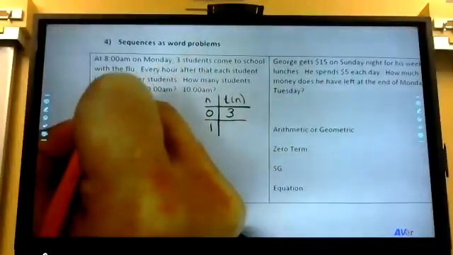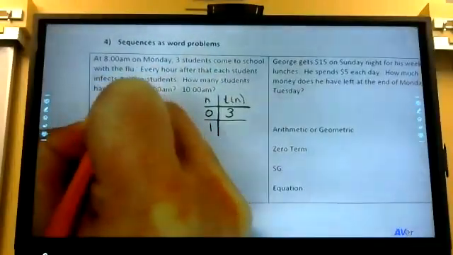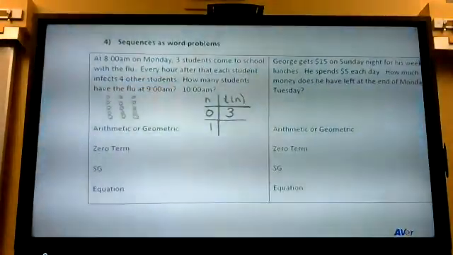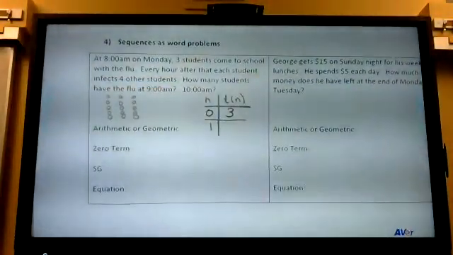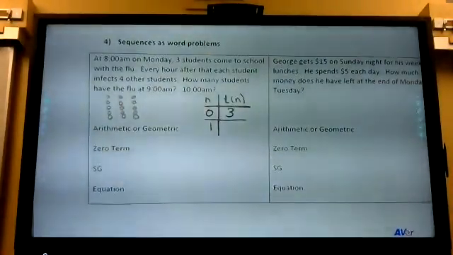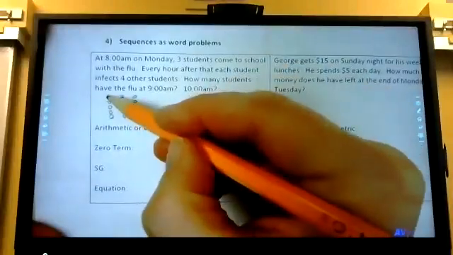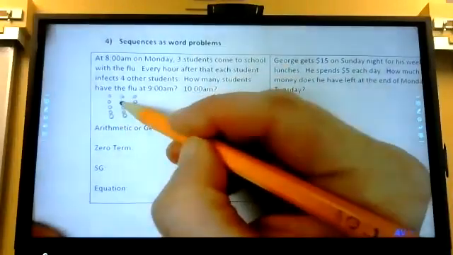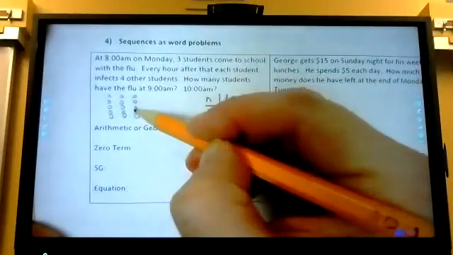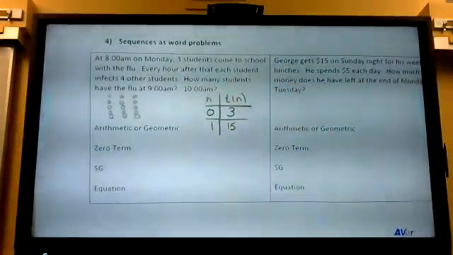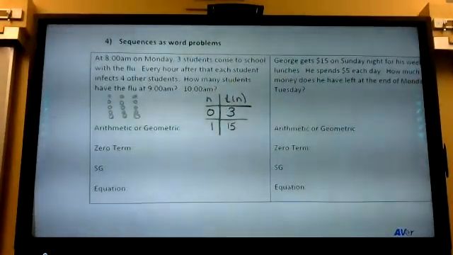So we have 1, 2, 3, 4, 1, 2, 3, 4, 1, 2, 3, 4, and in 1 hour, nobody's magically healed. All of these students now have the flu. So how many students do we have? Well, we have 1, 2, 3, 4, 5, 6, 7, 8, 9, 10, 12, 13, 14, 15 students in 1 hour, which is 9, okay, have the flu.